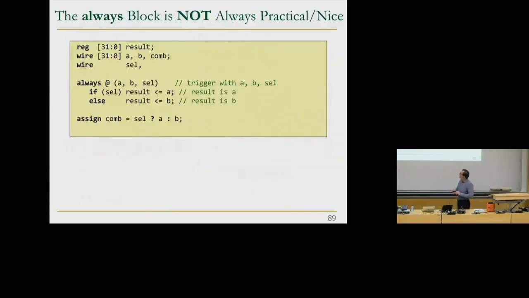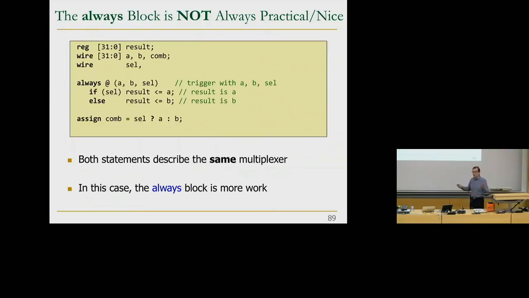Okay, so the always block is not always practical or nice. This is a mux. And so if this is one statement, this is another statement. Both statements describe the same multiplexer. This is a combinational always block. Result gets assigned in all cases and all inputs change, as you can see. As a result, this is combinational. But this is much nicer for a mux, right? Okay. So if you use the always block over here, it's more work, clearly.